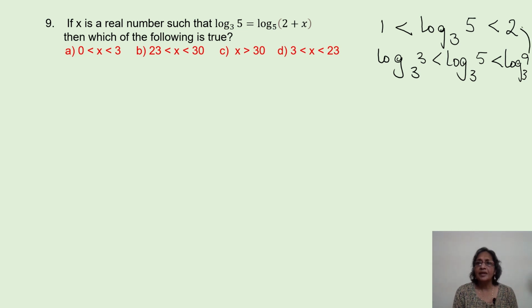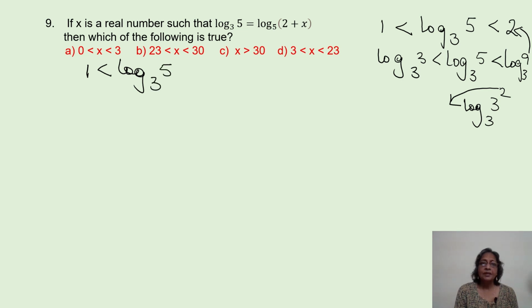Now 9 can be written as 2. Why can we write it as 2? Because this will become log 3 square to the base 3 and then this 2 comes here. So I can write this as 1 is less than log 5 to the base 3 is less than 2. But we are given in the sum that log 5 to the base 3 is equal to log 2 plus x to the base 5. So I am going to write this like this. Instead of the log 5, I am now going to put what it is equal to. That is log 2 plus x to the base 5 is less than 2.